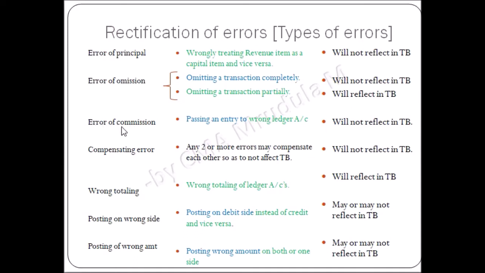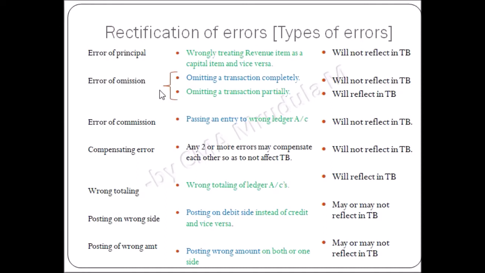Next, error of commission. Error of commission means passing an entry to the wrong ledger. For example, a printing and stationery expenditure is wrongly accounted for in the electricity expenditure account. This also will not be reflected in the trial balance because both the debit and the credit side have been passed. It's just that it is going to a wrong ledger. Next, compensating error, which means any two or more of the errors above may compensate each other so that it will not get reflected in the trial balance.